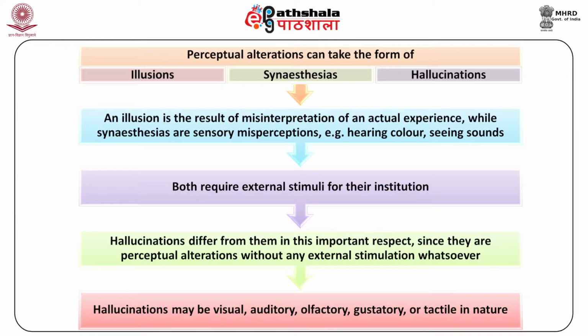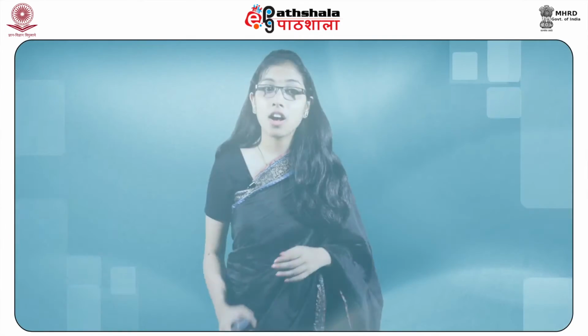An illusion is the result of misinterpretation of an actual experience, while synesthesias are sensory misperceptions, for example hearing color or seeing sounds. Both require external stimuli for their initiation. Hallucinations differ from them in this important respect, since they are perceptual alterations without any external stimulation whatsoever. The hallucinations may be visual, auditory, olfactory, gustatory, or tactile in nature. Most hallucinogens induce visual or auditory hallucinations. A few cause tactile or olfactory manifestations.